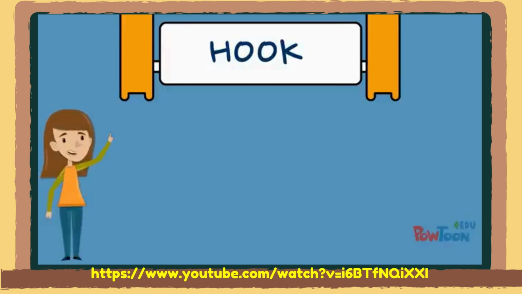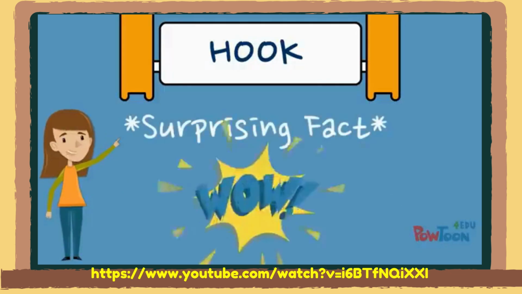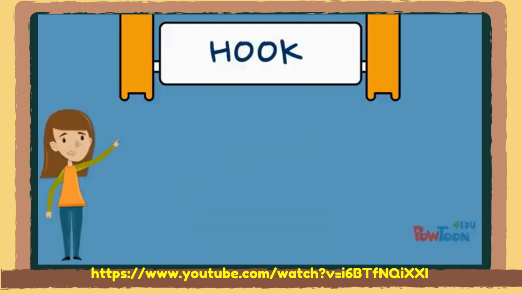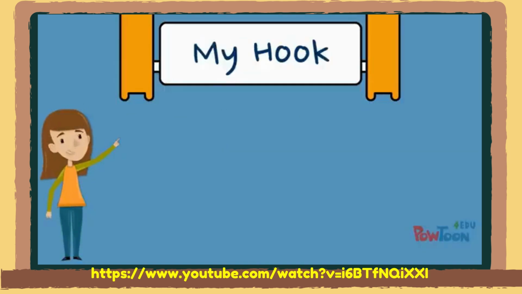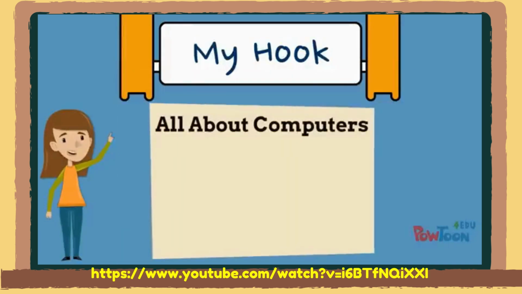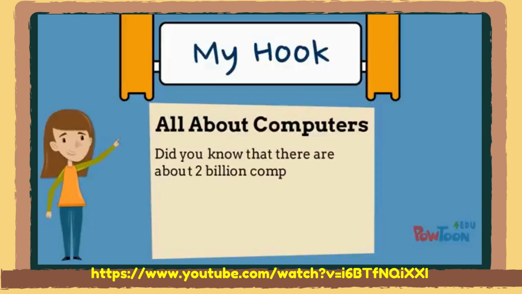My introduction will start with a hook. One way to hook a reader is to tell a surprising fact about your topic. Another way to hook the reader is to start by asking a question. I'm going to write my hook by using both. My book is all about computers. I'm going to hook the reader by asking, did you know that there are about 2 billion computers in the world? This surprising fact will make people interested to read my book.